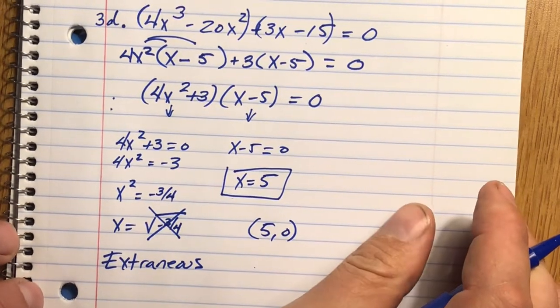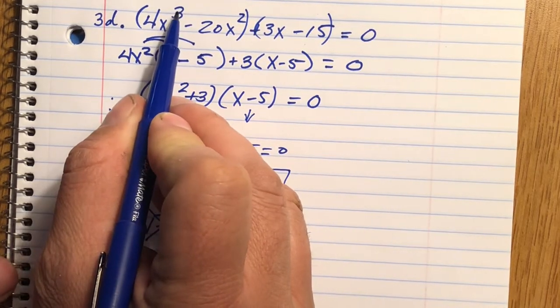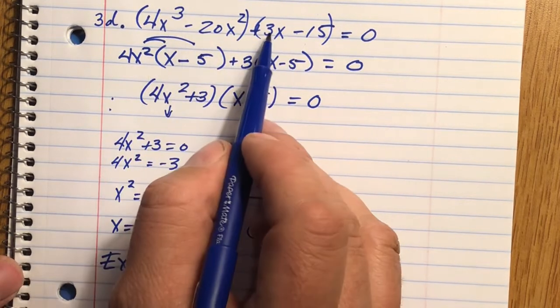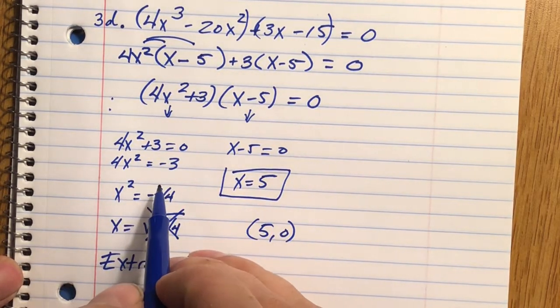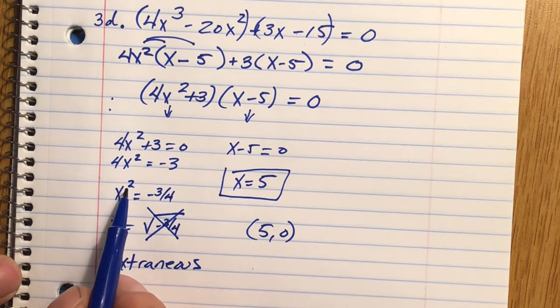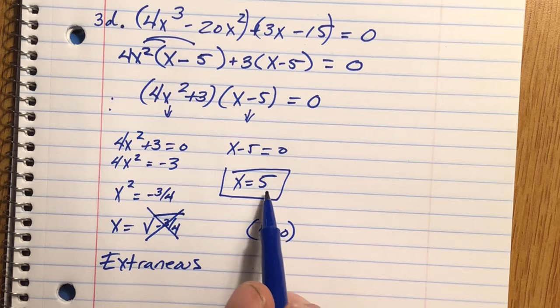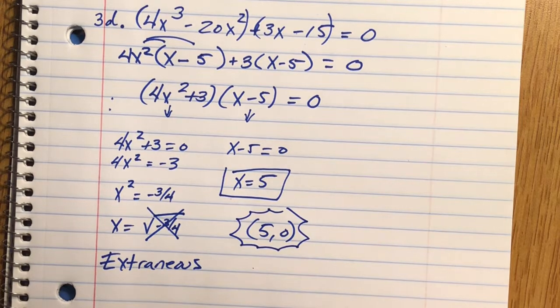So just to recap on this one, this is a little bit more difficult. I noticed that this was a cubic. I used my grouping technique to factor this. I took my factors and set them equal to 0. This one just came out to 5, and this one was extraneous because at this step, there's no way I can square root a negative number and get a real answer. I can get a complex, imaginary answer, but I don't want that. I want the real solution. So the answer is just going to be 5. There's my 0, and that's my x-intercept.